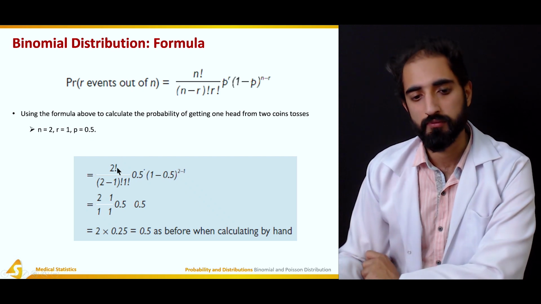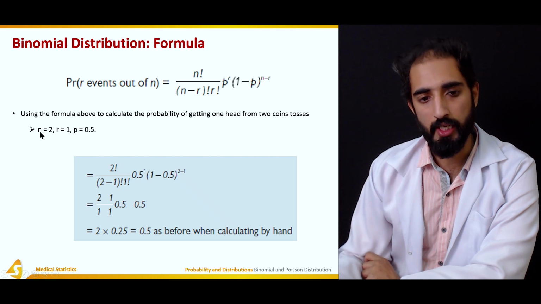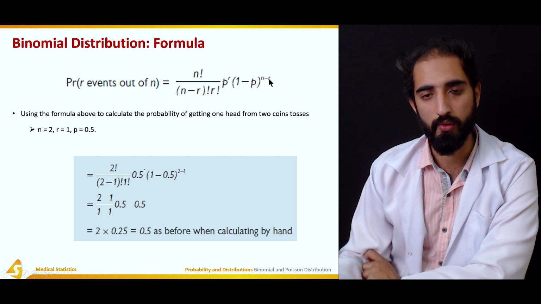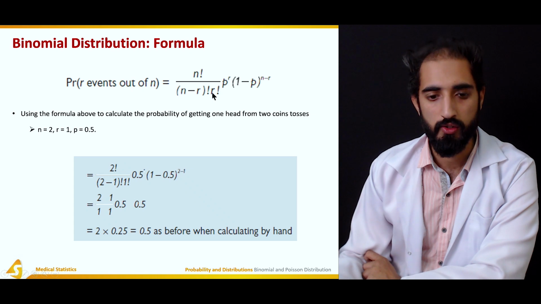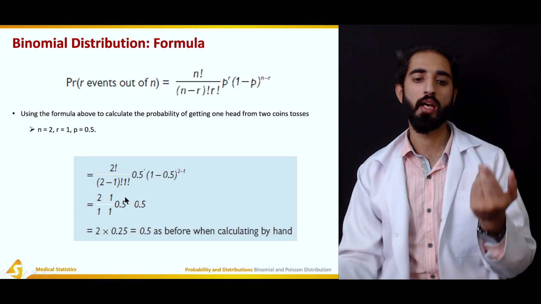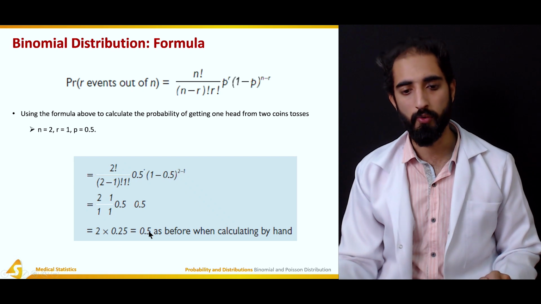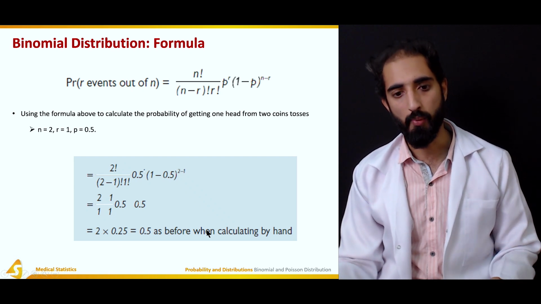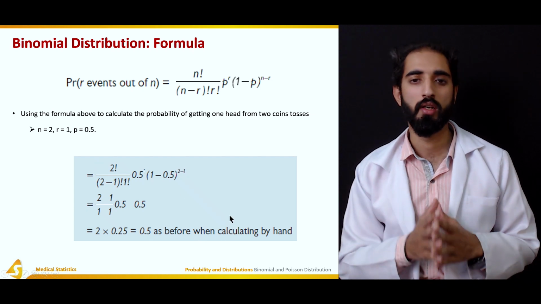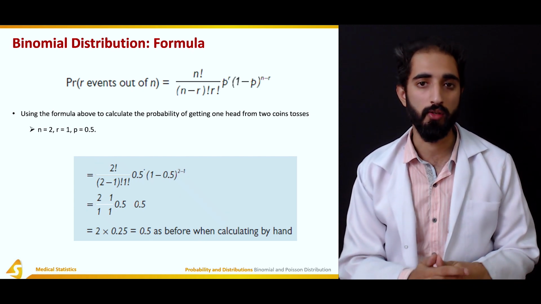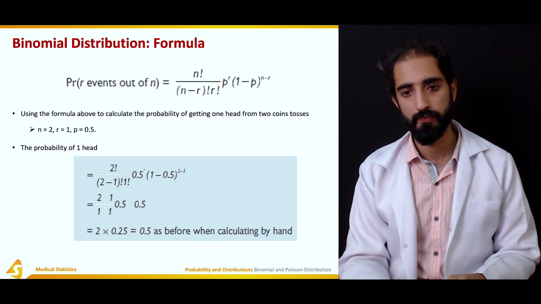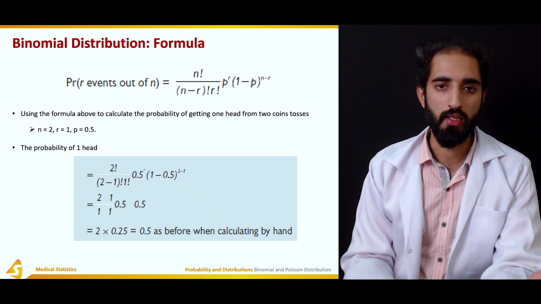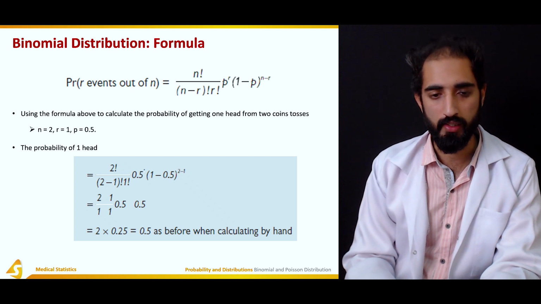In order to calculate that, let's put in P as 0.5, N is 2, R is 1. Here P is again 0.5, N is again 2, here again N is 2, R is 1, and R is 1. So put all these values in, multiply and divide them, and we get the value of 0.5 as before when calculating by hand. So it is similar to that. This is how we can use the binomial formula to calculate the probability distribution. This is the probability of 1 head that we calculated as an example.